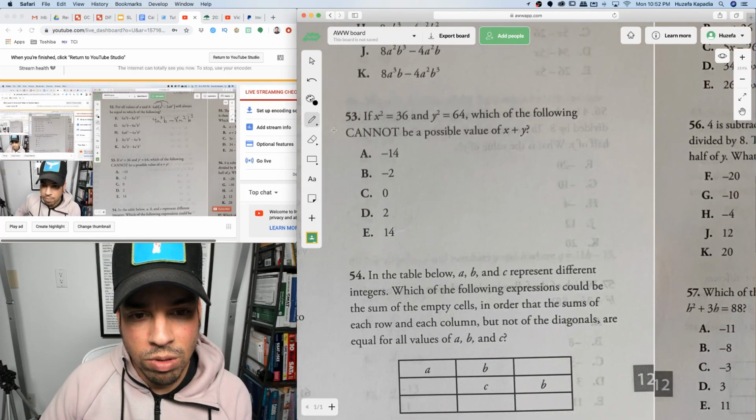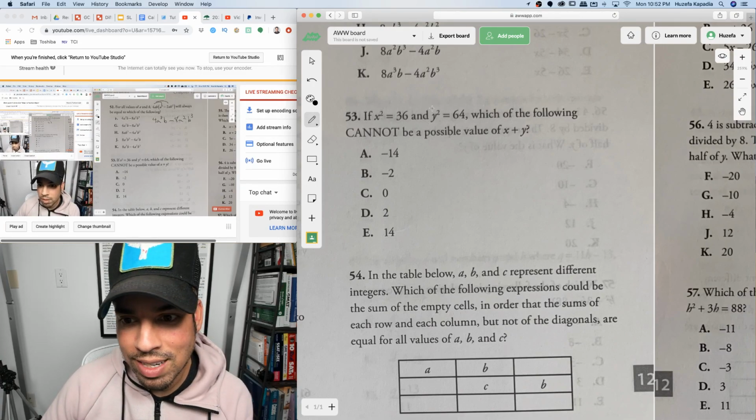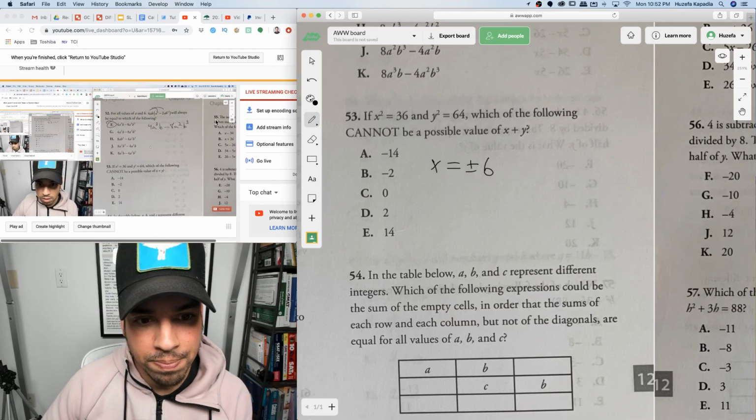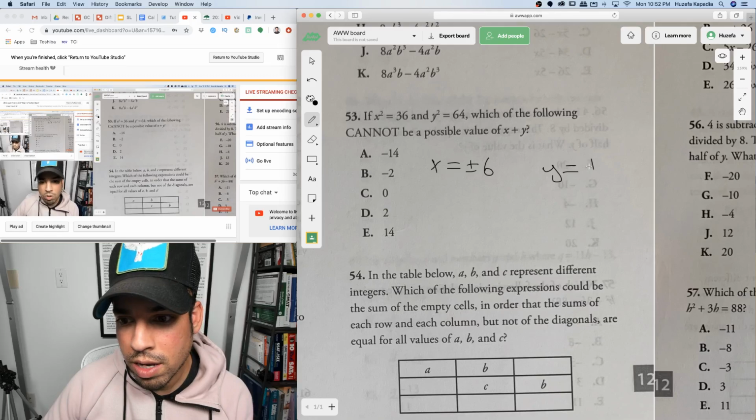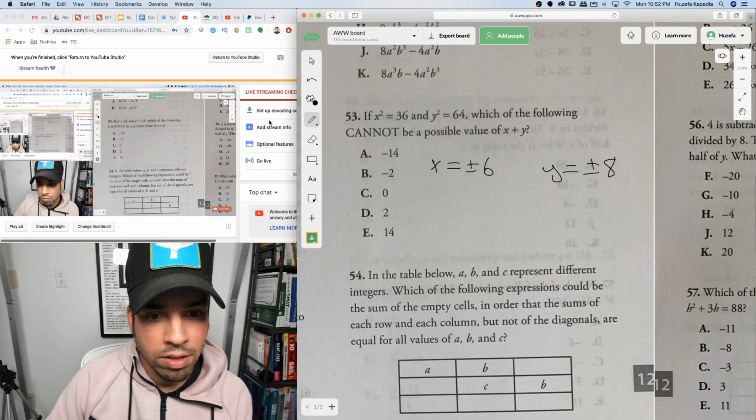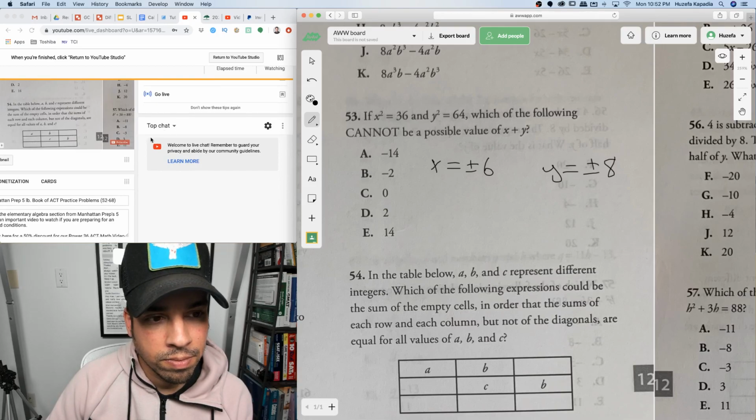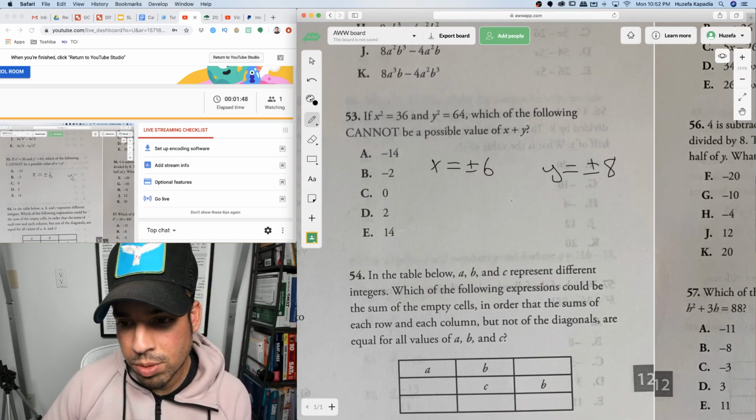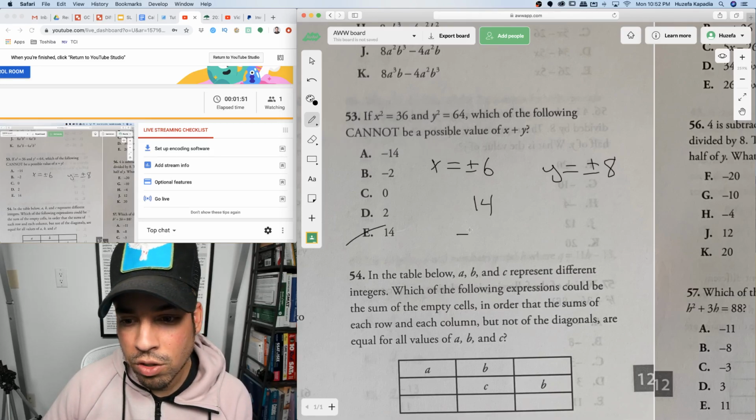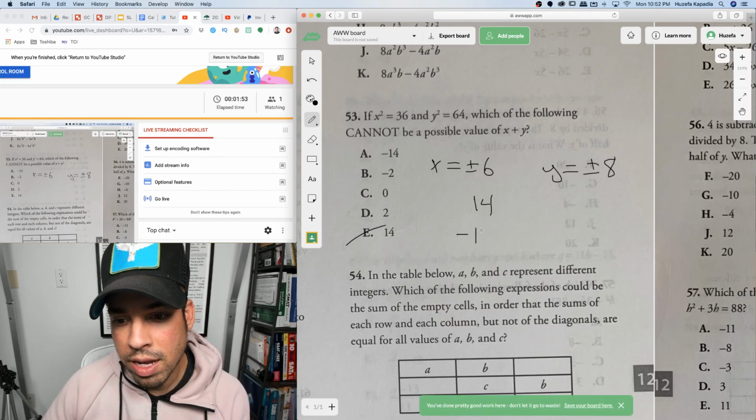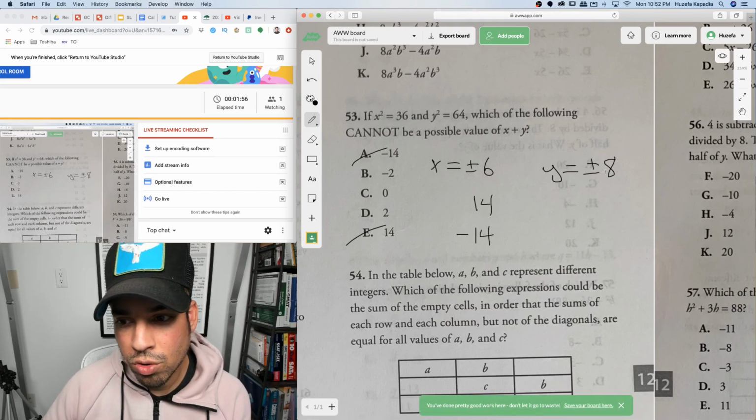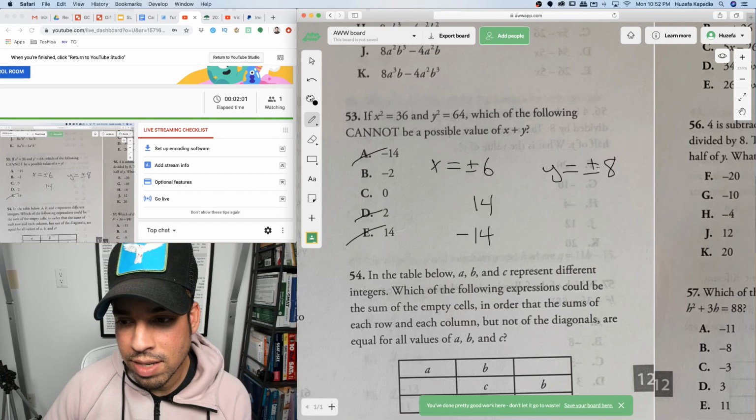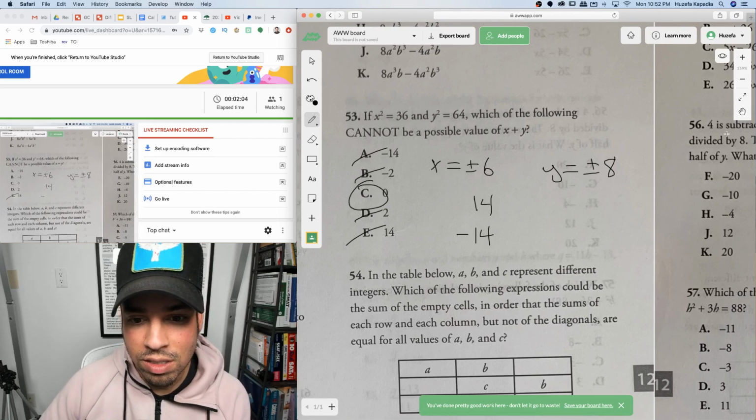Numero 53. If x squared equals 36, y squared is 64, which of the following cannot be a possible value of x plus y? So that means x equals either plus or minus 6, and y equals plus or minus 8. Okay. So these are the options here. Now we can think about all the different combinations. So for example, I can do 6 plus 8, which is 14. I can do negative 6 plus negative 8, which is negative 14. I can do 8 plus negative 6, which is 2. I can do negative 8 plus 6, which is negative 2, and then C is the answer.